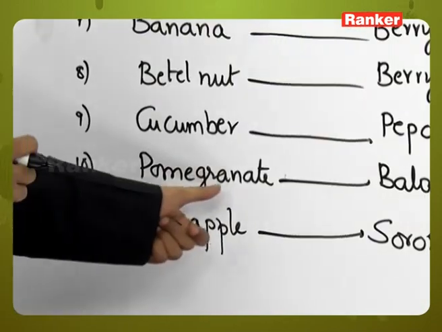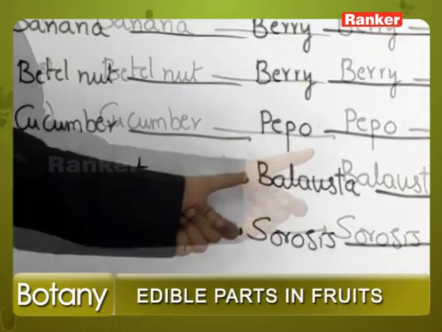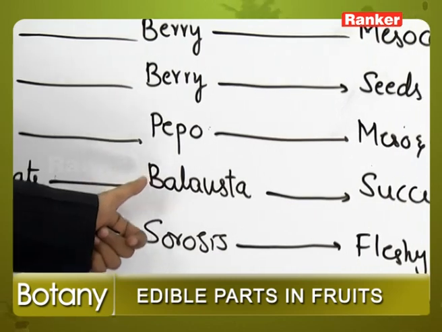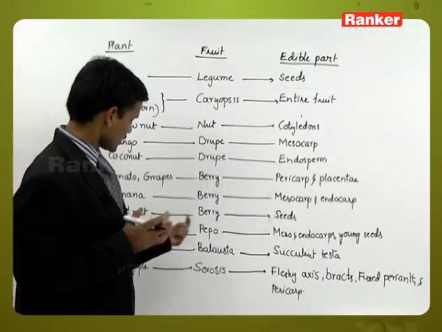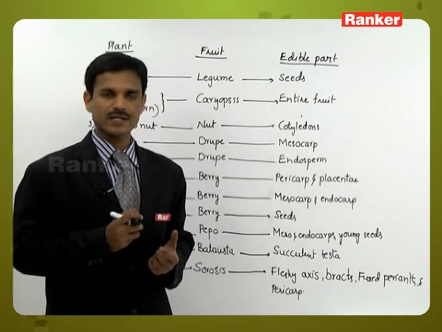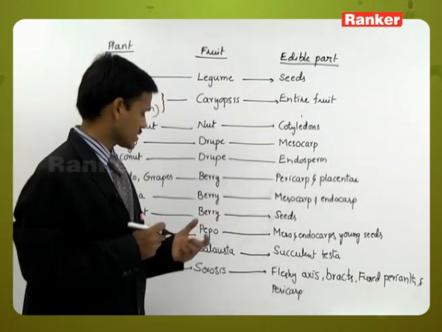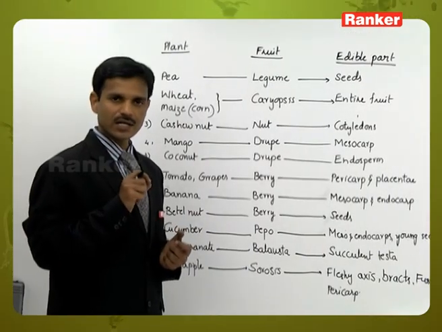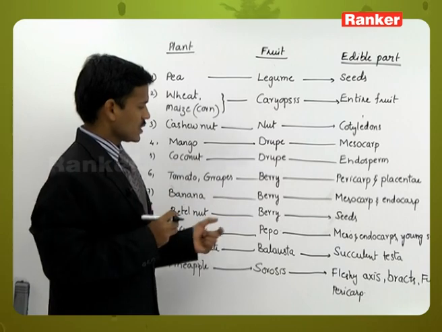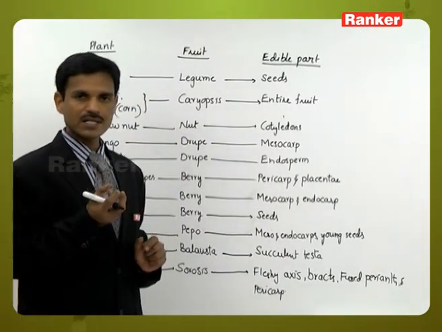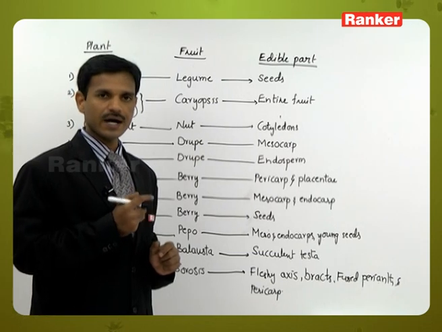And pomegranate. In pomegranate, the type of fruit is balausta. In the balausta, the pomegranate fruit, the calyx is persistent, and within the fruit a number of seeds are present. Surrounding the seed is the succulent testa. Already we discussed that the seed has 2 layers, testa and tegmen.